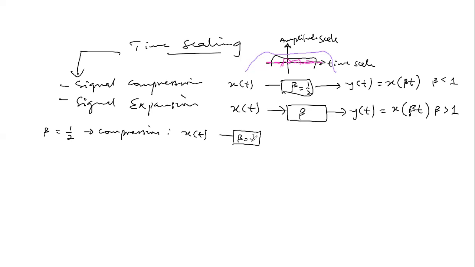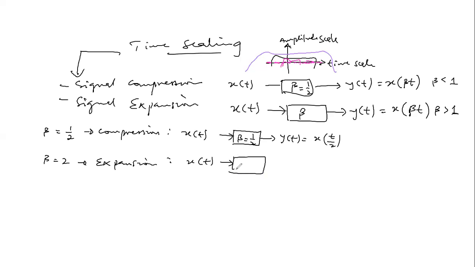For which beta is the same as 1/2, will give us our output y of t, which is now S of t over 2, right? And if beta, for instance, is the same as 2, so we're going to be getting signal expansion, such that S of t fed into a system that operates on the time scale, beta equal to 2, will give us y of t being the same as S of 2t. Okay?